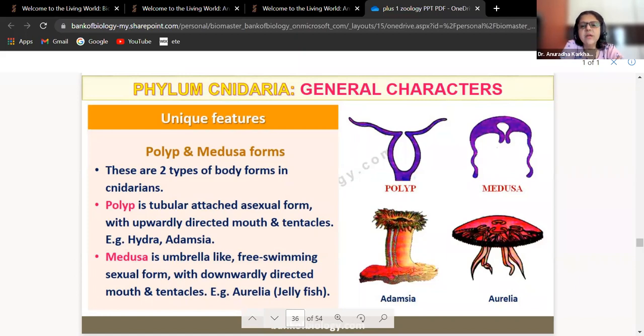Fine. So look at the difference between the polyp form and the medusa form. Examples: Adamsia and Aurelia. Okay, any difficulty?